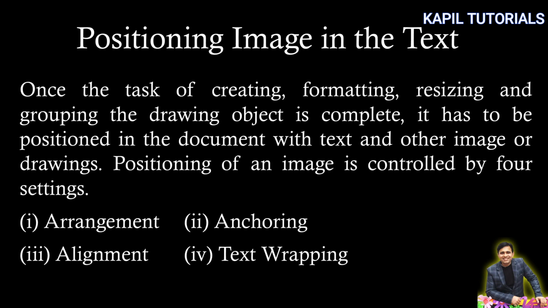Positioning image in the text. Once the task of creating, formatting, resizing, and grouping the drawing object is complete, it has to be positioned in a document with text and other images or drawings. So positioning of an image is controlled by four settings. That means we have to position any image in a text like it is shown in newspapers. So four settings are there: arrangement, anchoring, alignment, text wrapping. We'll be covering all these topics one by one.